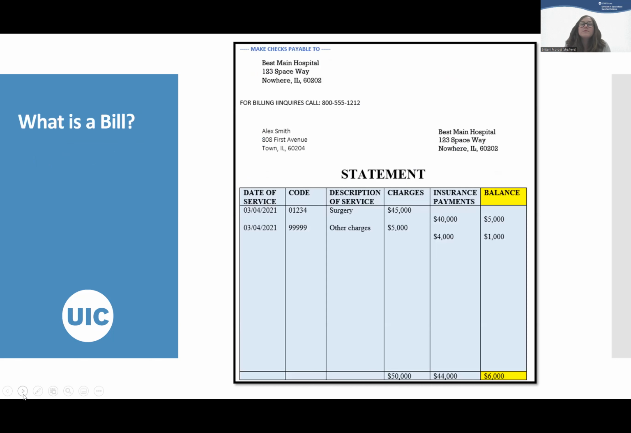A bill is what comes from the medical provider. If you went to Best Main Hospital and had a surgery, they're going to send you a bill of what charges are your responsibility. They'll usually tell you what insurance paid and what they charged. They may have the codes on here, they may not. It depends on the bill.